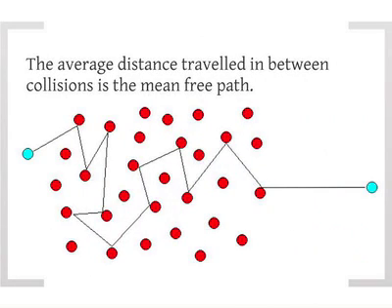Okay, one important metric in diffusion is what's called the mean free path, and we'll come back to this, but I wanted to introduce this quickly. The idea is essentially, what is the average distance that an electron travels in between collisions?